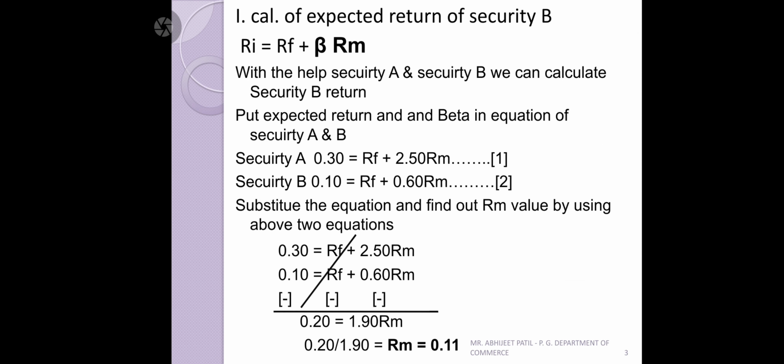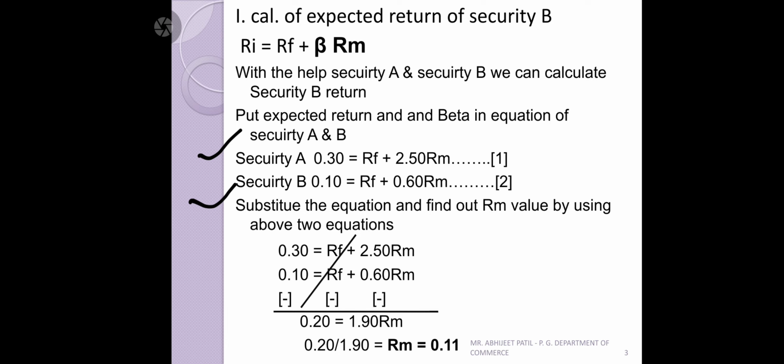So with the help of security A and security B we can calculate security B's return. We put the expected return and beta into the equations of securities A and B, because we don't know the risk-free rate of return and the market return. First of all we will find the Rf and Rm values, and with their help we can find the expected rate of return of security B. So using the values of securities A and B we determine the equations, putting in the formula Ri is equal to Rf plus beta into Rm.